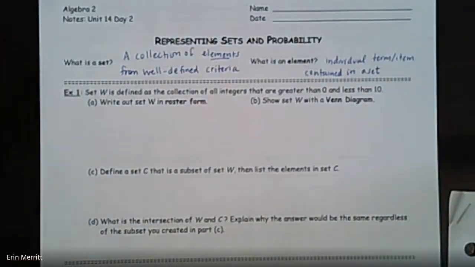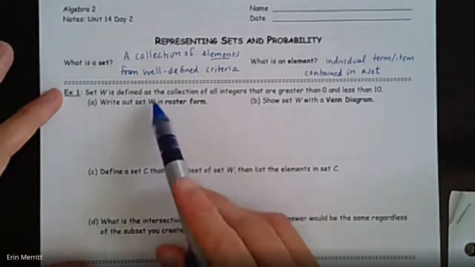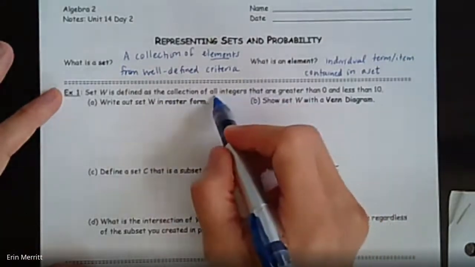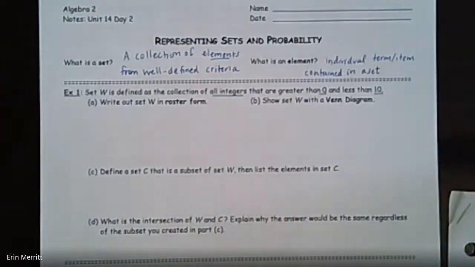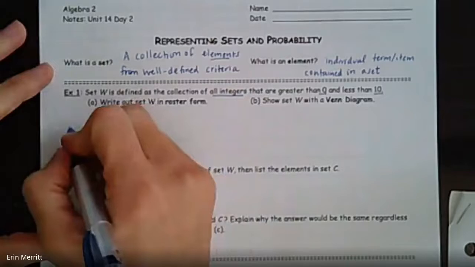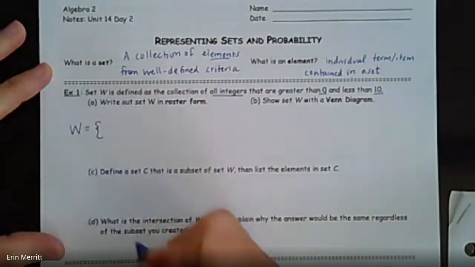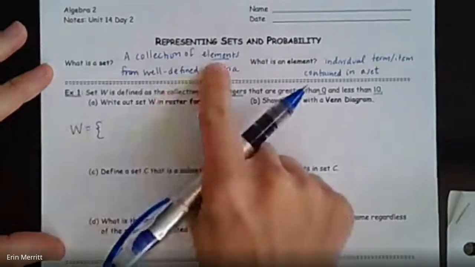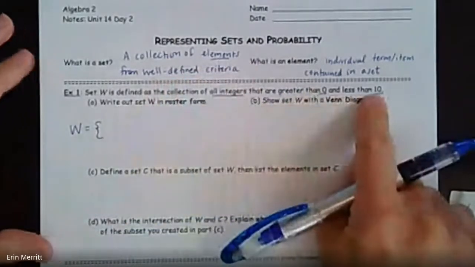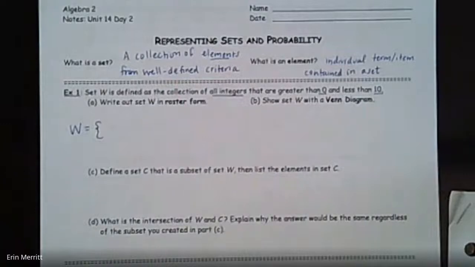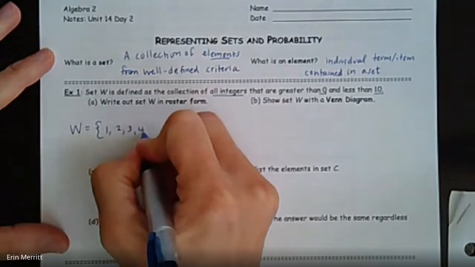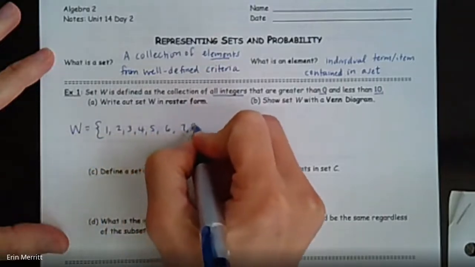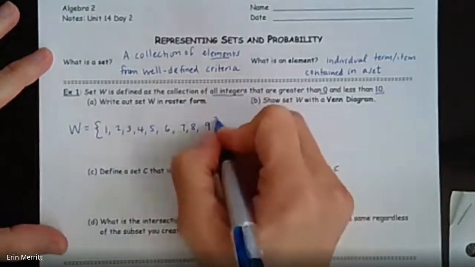So let's do this example to show what we're talking about. It says set W is defined as the collection of all integers that are greater than 0, less than 10. Integers are just nice whole numbers. When it says write out set W in roster form, we're going to write it using just our little curly brackets. We're defining that they have to be integers, greater than 0, less than 10. So it's very specific. That means we're talking about the numbers 1, 2, 3, 4, 5, 6, 7, 8, and 9. And then close it on up.